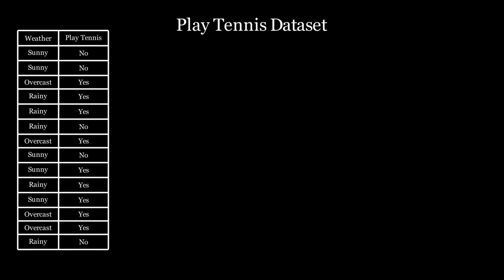Let's consider a simple dataset called play tennis to understand these concepts. First, let's calculate the entropy for the entire dataset. There are 9 yes and 5 no out of 14 samples. The probability of yes is 9/14 and for no is 5/14. Now, applying the entropy formula.